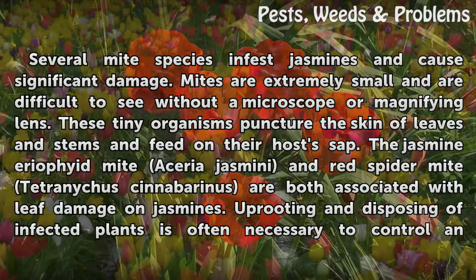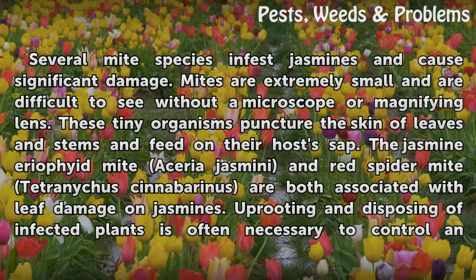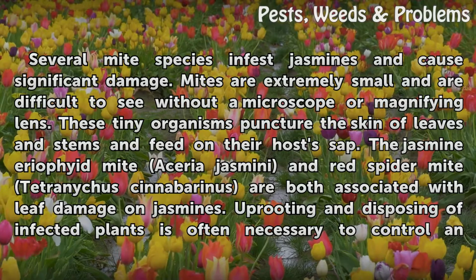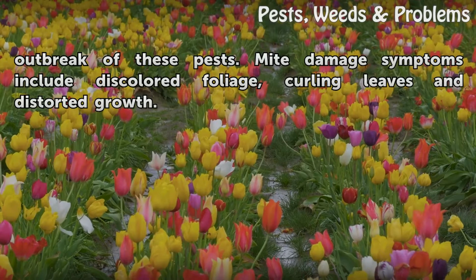The Jasminaria pheid mite, Acaria jasmini, and red spider mite, Tetranicus cinnabarinus, are both associated with leaf damage on jasmines. Uprooting and disposing of infected plants is often necessary to control an outbreak of these pests. Mite damage symptoms include discolored foliage, curling leaves and distorted growth.